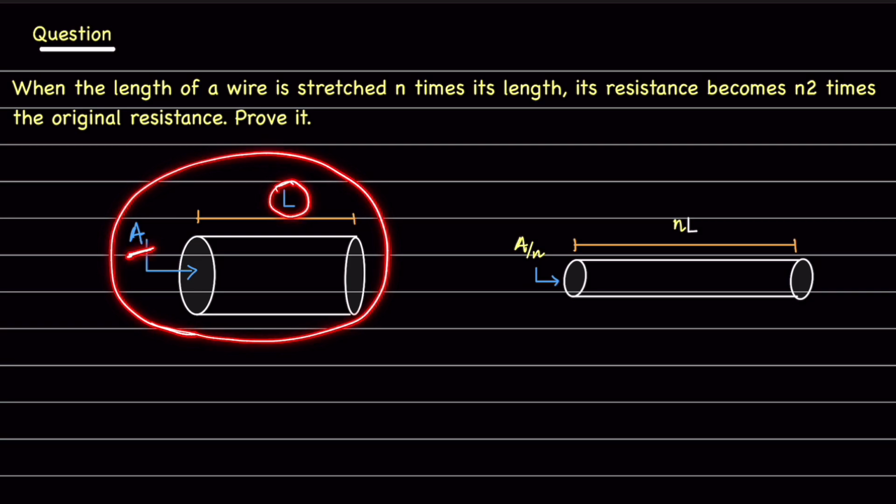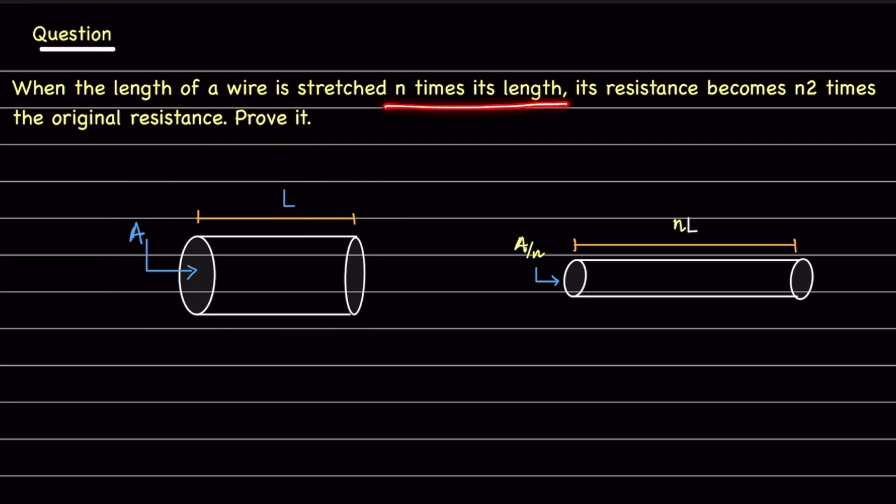the area is A. Now according to the question, the wire is stretched n times its length. So the new length will become n into L. So when the length becomes n into L, the area will become A by n. We can understand this by a simple example of any elastic material.